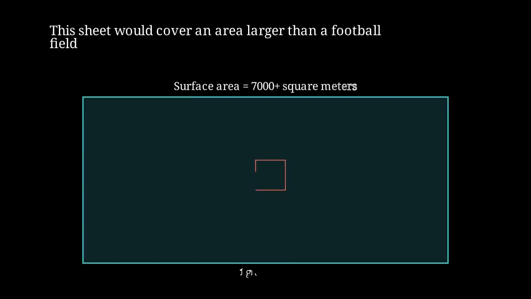This visualization shows the incredible compactness of MOFs. All this area, represented by the large rectangle, comes from this tiny cube representing 1 gram of material.